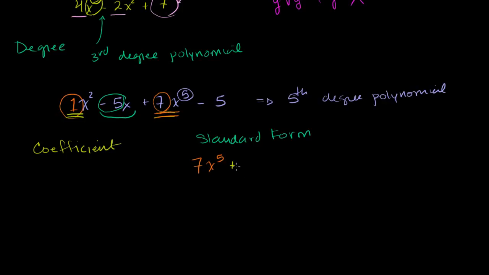Well, I don't have to write 1 plus x squared. And then I have this term minus 5x. And then I have this last term right here, minus 5. This is the standard form of the polynomial where you have it in descending order of degree.